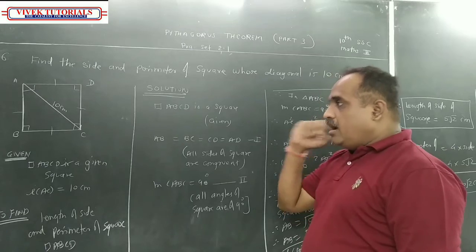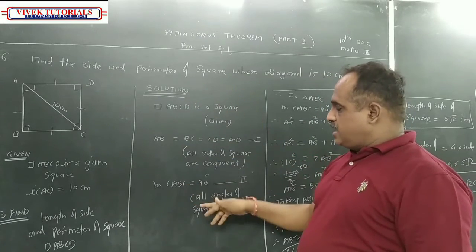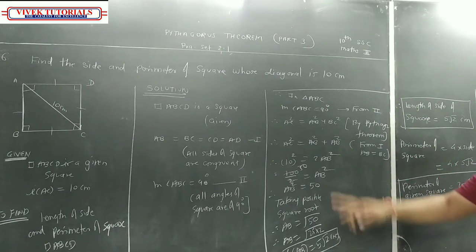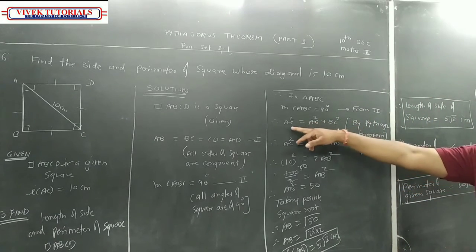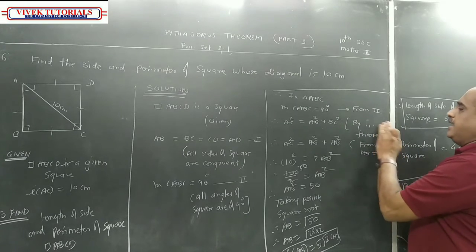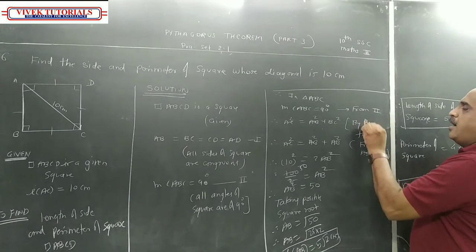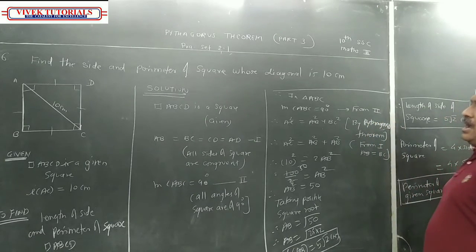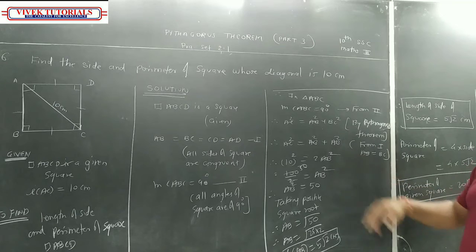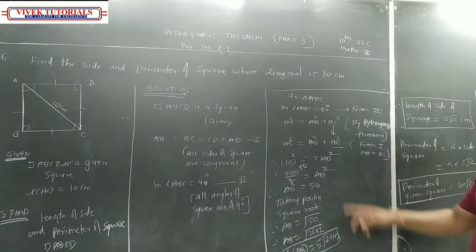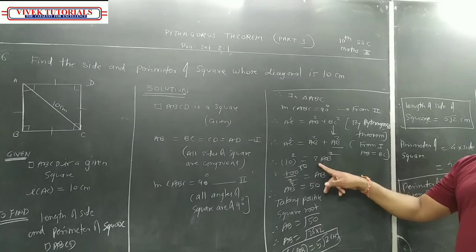But I have written all. But here no need to write all the angles. All angles of a square are what? 90 degree. In triangle ABC, angle ABC is how much? 90 degree. So AC square is equal to AB square plus BC square by Pythagoras theorem. What do you have to write? By Pythagoras theorem. So AC square is equal to AB square plus AB square only. In place of BC square, what did I use? AB square. AB square plus AB square, 2AB square.